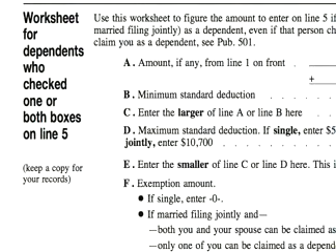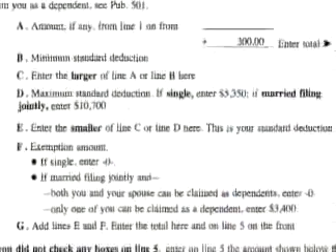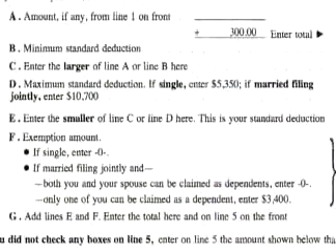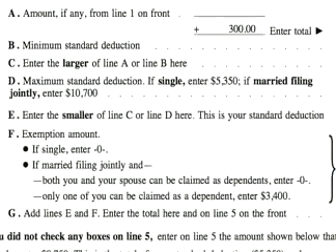If someone can claim you or your spouse as a dependent, you need to fill out the worksheet on the back of this form. The section you're looking for is Worksheet for Dependents who checked one or both boxes on line 5. And in the example that I'm using, I have a young couple who just got married and are working part-time and going to school.